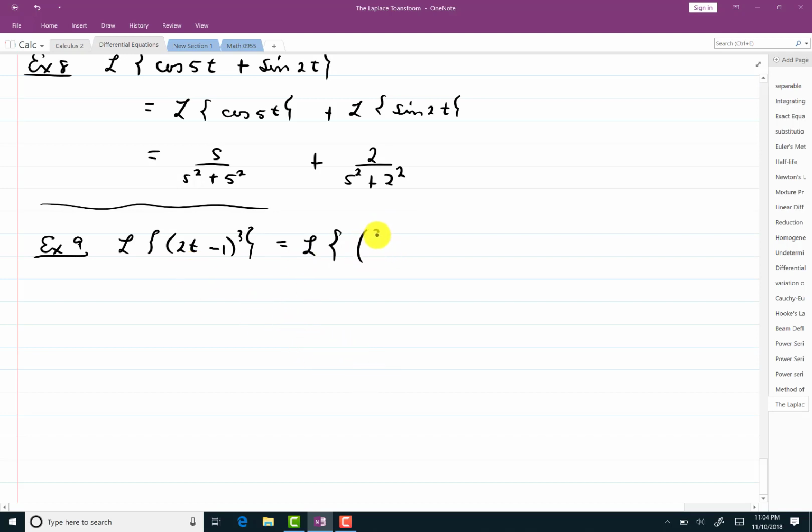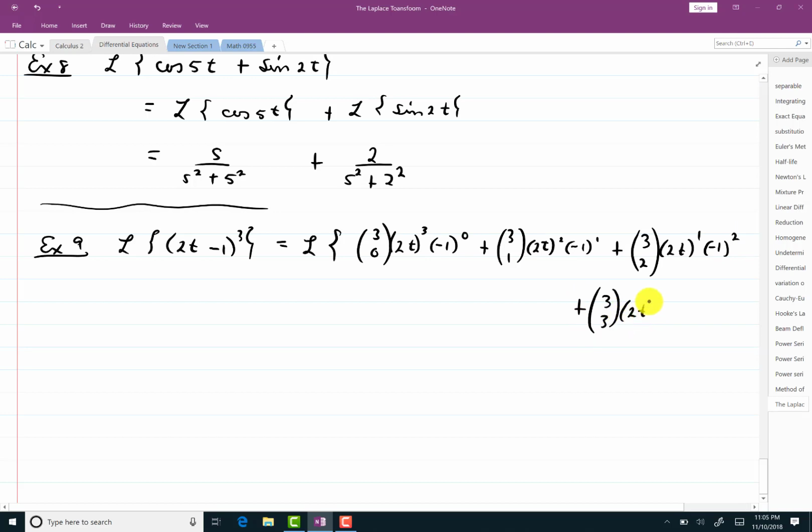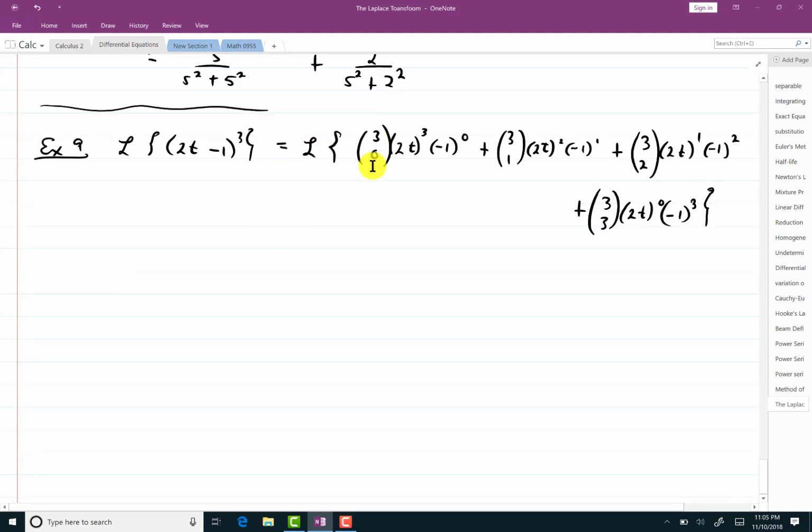This is where you do something called the binomial coefficient. And then the 2t gets raised to the third power, but the negative 1 gets raised to the 0. Plus, and then I have 3 choose 1, 2t squared, negative 1 to the 1, plus 3 choose 2, 2t to the 1, negative 1 squared, and then finally plus 3 choose 3, 2t to the 0, negative 1 to the third. If you would like, go ahead and look up the binomial theorem to see how this actually works if you don't know this or don't remember it. But here's what we get.